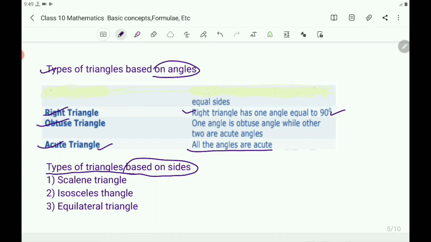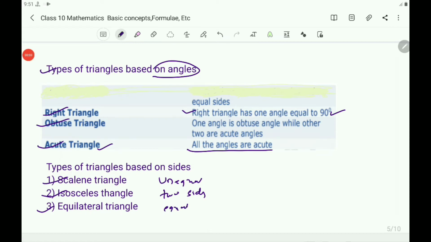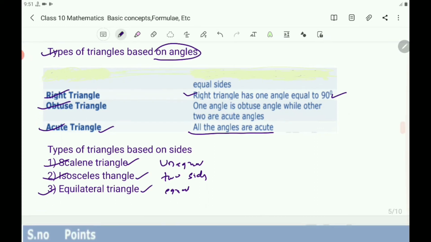Now the types of triangles based on sides. How you can name based on sides? Scalene triangle, in which all the three sides are unequal. Isosceles triangle, the triangle in which two sides are equal. Equilateral triangle, triangle in which all three sides are equal. Here all sides are unequal. Here two sides are equal. Here all sides are equal. So in scalene triangle all sides are unequal, in isosceles triangle two sides are equal, in equilateral triangle all the three sides are equal.